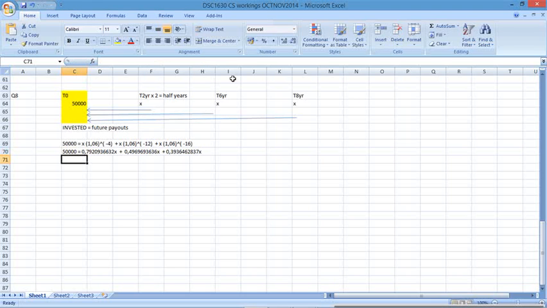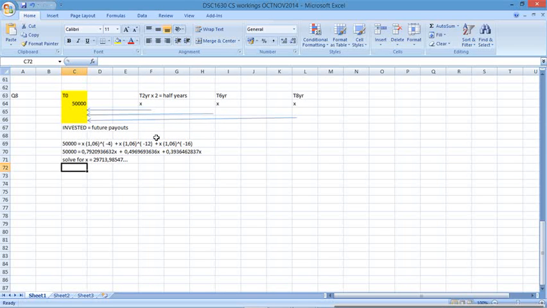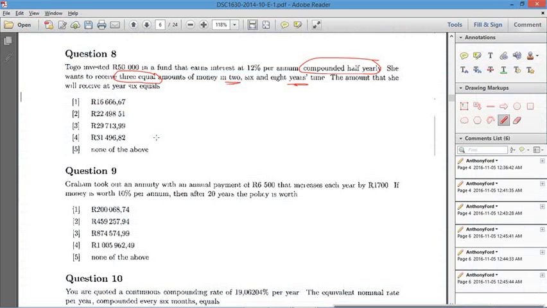Those are what all those figures are, as a number. I've taken those brackets there and I've worked out a coefficient for x. Then you've just got to solve for x now. So add up all the amounts and then take the 50,000 divided by that. It gives you an answer of 29,713.98547. So x is that answer, which in this case is option number 3.